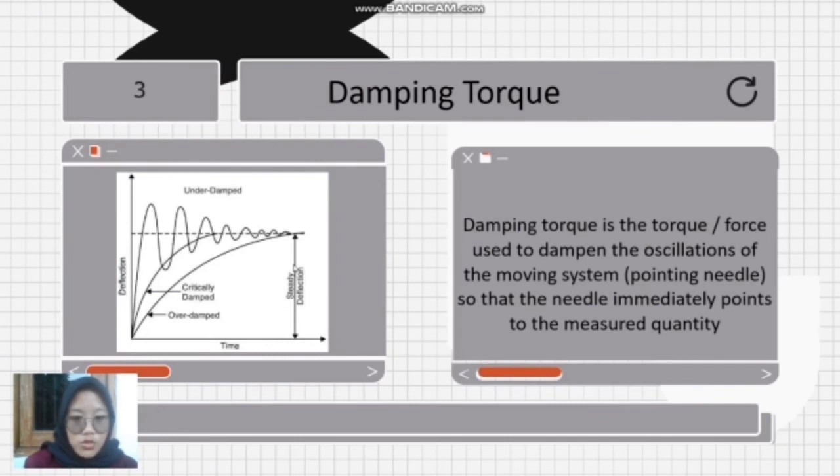3. Damping torque. Damping torque is torque or force used to dampen the oscillation of the moving system or pointing needle, so that the needle immediately points to the measured quantity.